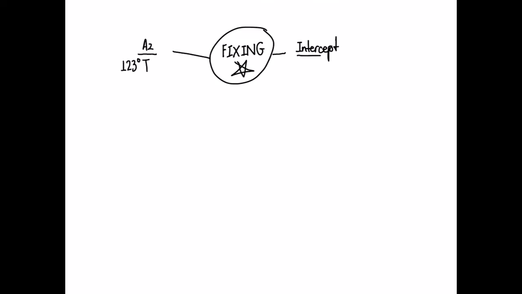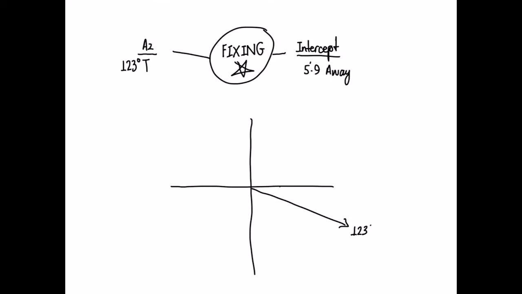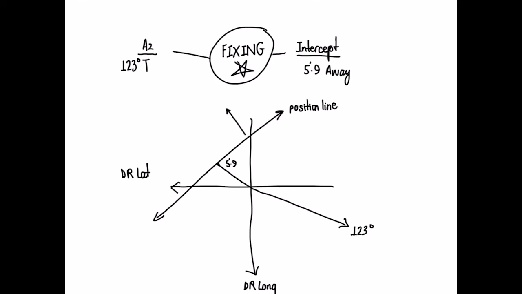When fixing using stars, we need two primary pieces of information, the intercept and the azimuth. Let's assume that the azimuth is 123 degrees true and the intercept is 5.9 miles away. This means that an intercept needs to be drawn 5.9 miles away from the azimuth of the star. A perpendicular line then needs to be drawn at the intercept point. This represents a position line of the ship. If a navigator were to make use of one or two more such position lines, the position of the ship can then be fixed.